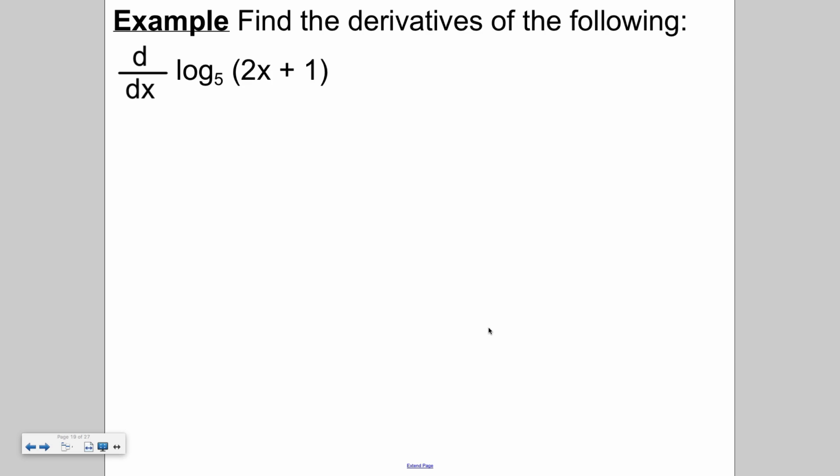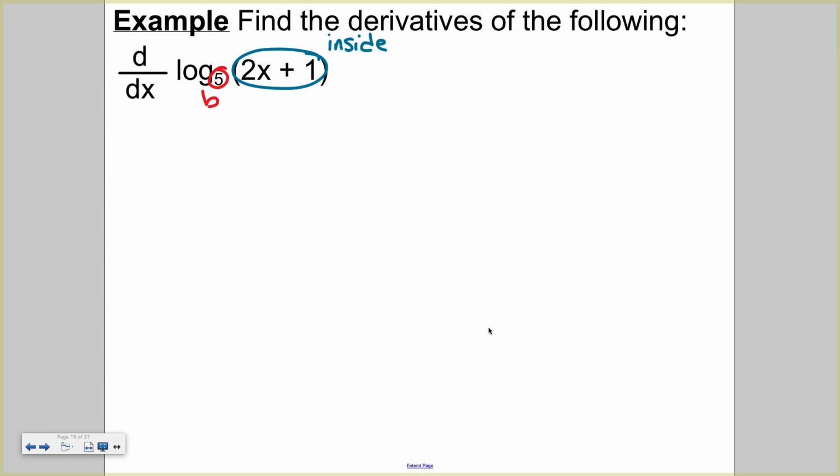Alright, so we're going to take a look at a couple of examples. We want to find the derivative of log base 5 of 2x plus 1. Let's identify a couple things here. In our problem, we want to identify our b and our "x" value, or our inside function. So our 5 is our b value, and our 2x plus 1 is our inside function.